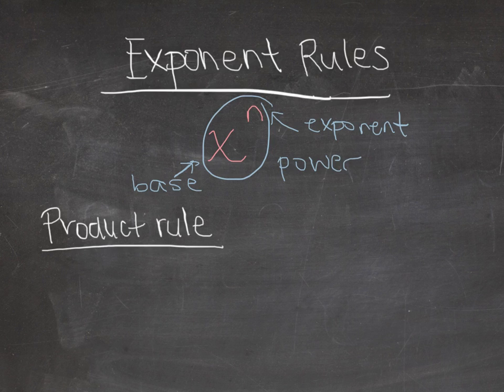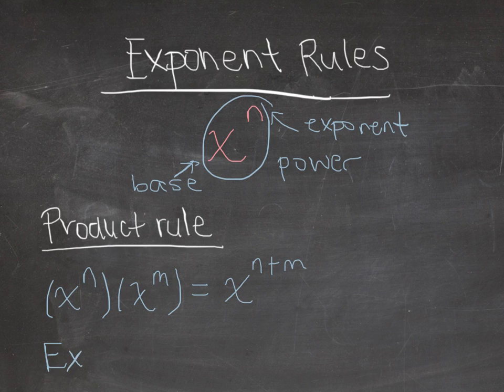Okay, so let's look at some rules that we have when we're dealing with powers. The first rule is your product rule. If I have something like x to the n times x to the m, notice that they're the same base. What happens there is I can combine them, bring them together by adding the exponents and keeping the same base. So x to the n times x to the m is the same thing as x to the n plus m.